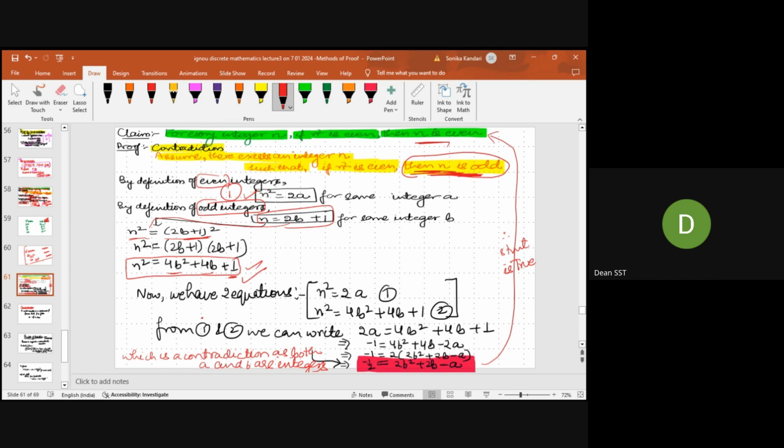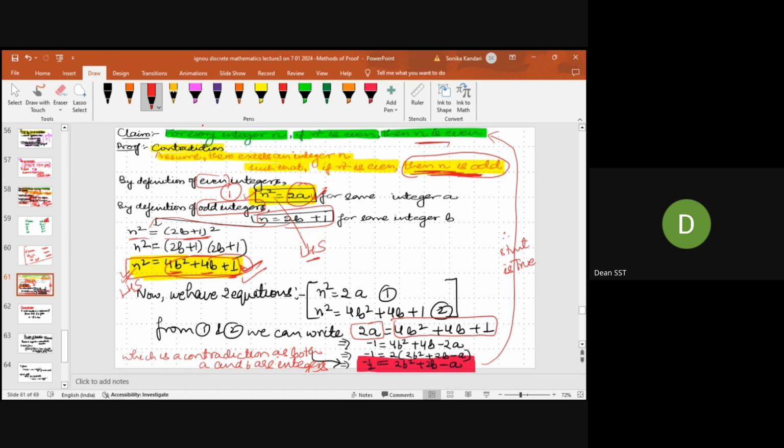Now see this equation, I'm highlighting it yellow. n square is equal to 4b square plus 4b plus 1, and n square is equal to 2a. In both equations, the left hand side is n square. As both left hand sides are equal, we can equate the right hand sides. So we can write 2a is equal to 4b square plus 4b plus 1.